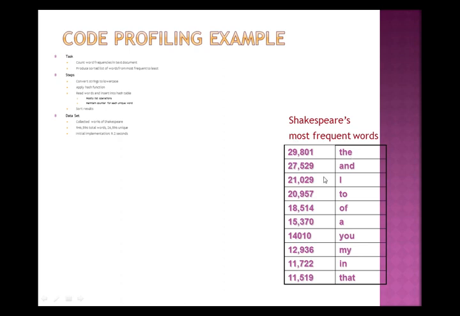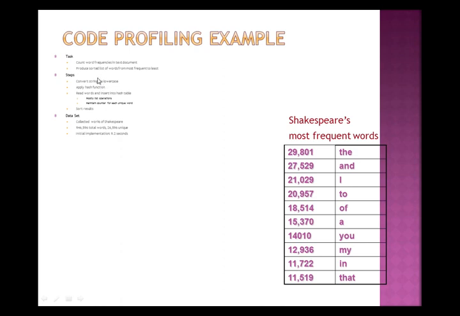Next, this is the code profiling example. Shakespeare most frequent words: the, and, I, to. This is your task: count word frequencies in a text document. Produce a sorted list of words from most frequent to the least. Steps: convert string to lowercase.